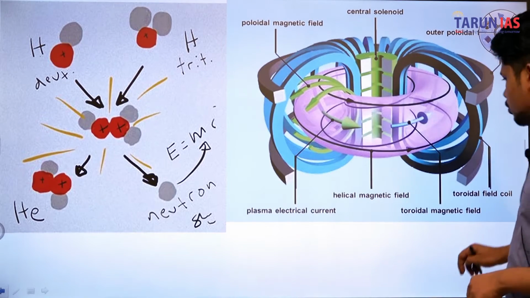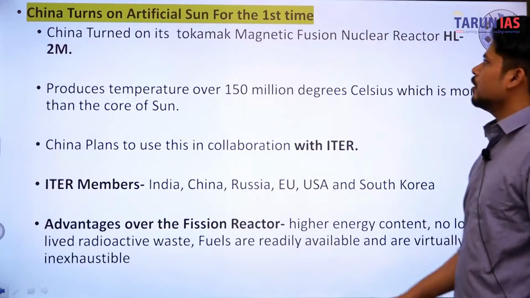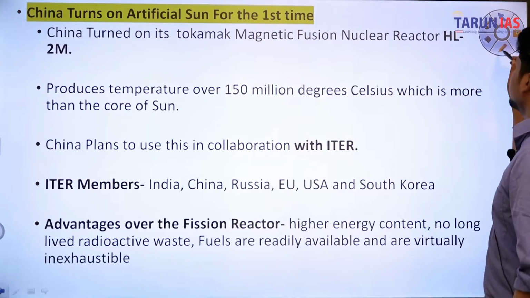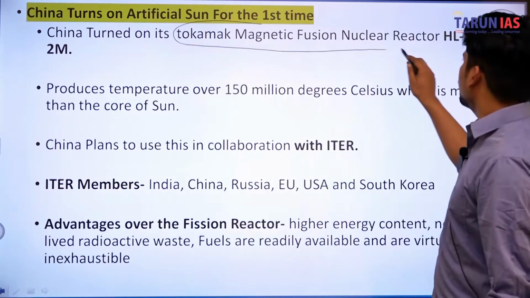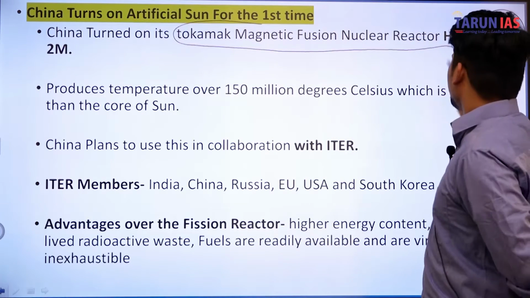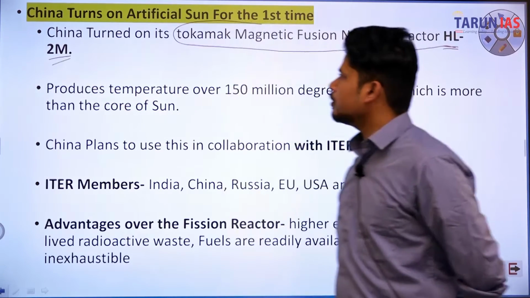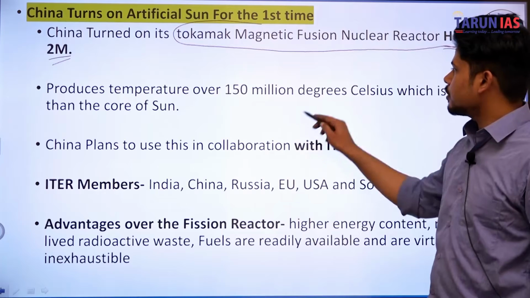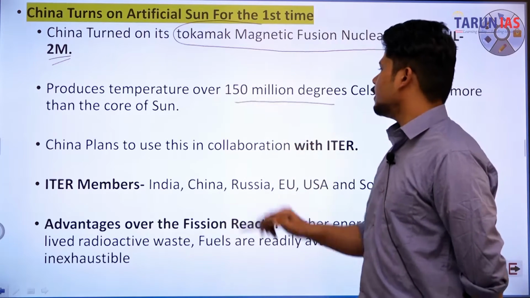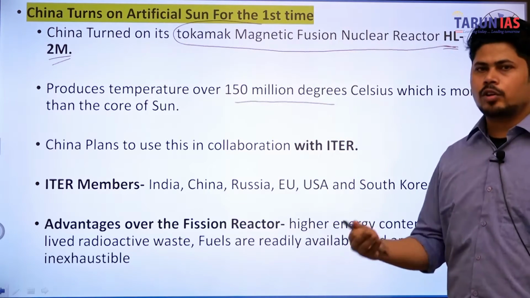ठीक है? तो उस इतनी सारी energy लाने के लिए we use this tokamak magnetic fusion. Tokamak magnetic fusion. Okay? Nuclear reactor. ठीक है? HL2M is the name of the reactor. From our exam point of view, this is very important. What is the name of the reactor? HL2M, and it produces temperature of about 150 million degrees. Tokamak is nothing but a technology.